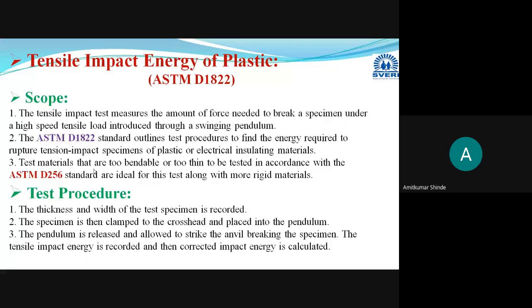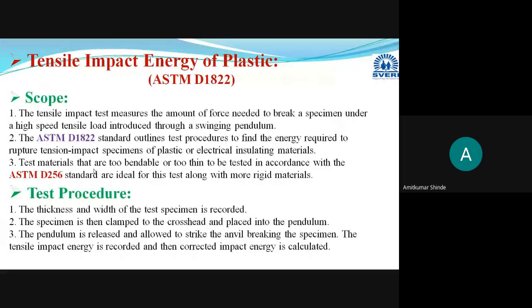Good afternoon, all. From last session, we have discussed the testing methods used for plastic material. We have completed tensile testing, flexural testing, and tensile impact energy testing for plastic materials. Now, in the previous session, I had completed this, but I have collected some more information related to the tensile impact energy testing, and which standards you have to follow according to the ASTM standards, that is American Society for Testing and Materials.